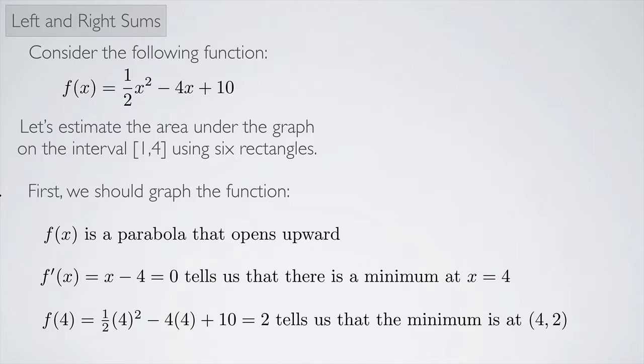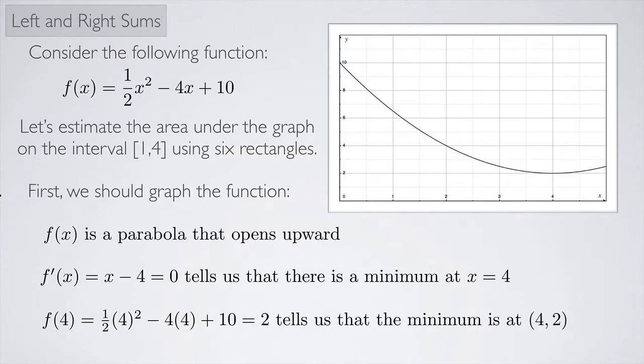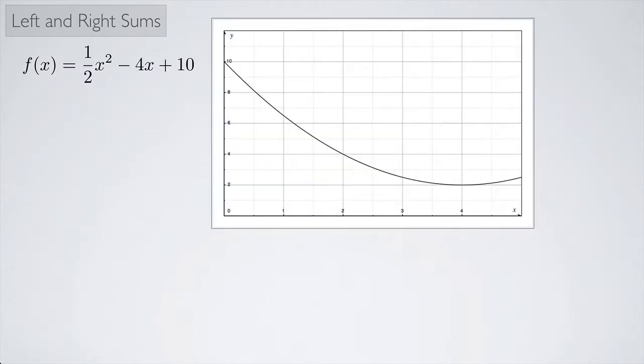So that gives us some information about this parabola. We could also plot a few more points to get the general curve. This is what it would look like, and we're interested in the area under the curve of this parabola from 1, so here's 1 right here, all the way to 4 right here. So we're looking at trying to find this area right here.